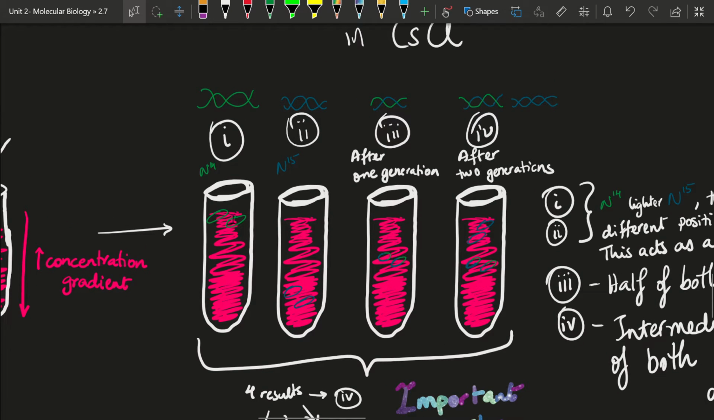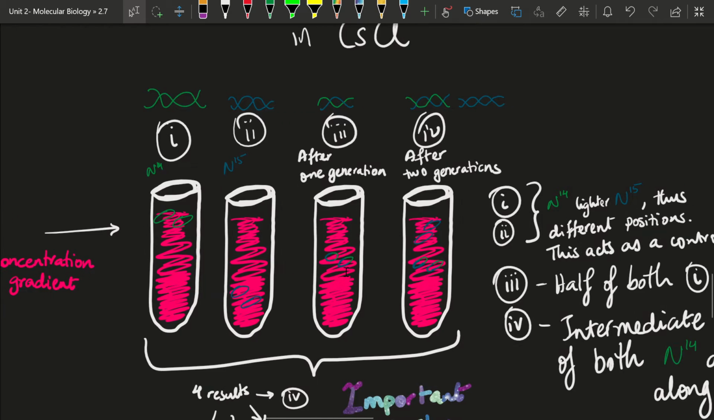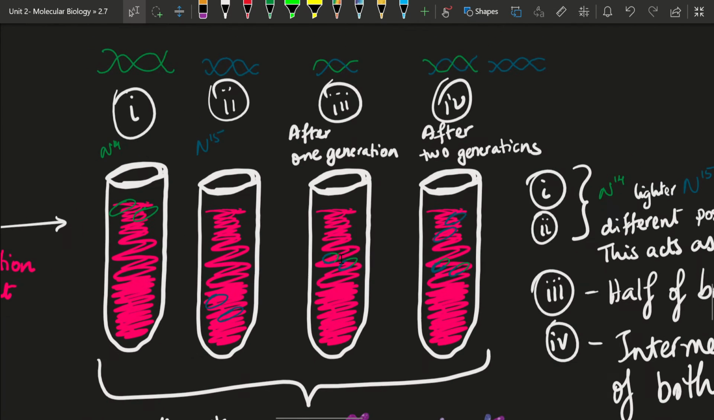N14 was located at the top because it was a very light substance. N15 was at the bottom because it was a heavier substance. After one generation, they found a mixture of what is known as the intermediate. This is a key term here. Intermediate was in the middle of the test tube, and they found that it was the weight of both the N14 and N15 after one generation.